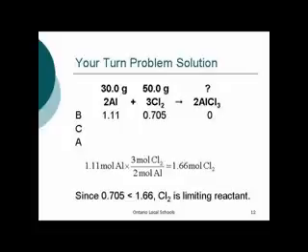Since I only have 0.705 moles of chlorine, I don't have near enough. So I'm going to run out of chlorine before I've reacted all the aluminum. So Cl2 is my limiting reactant.